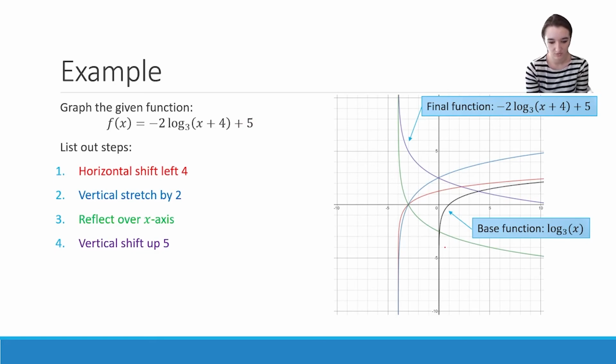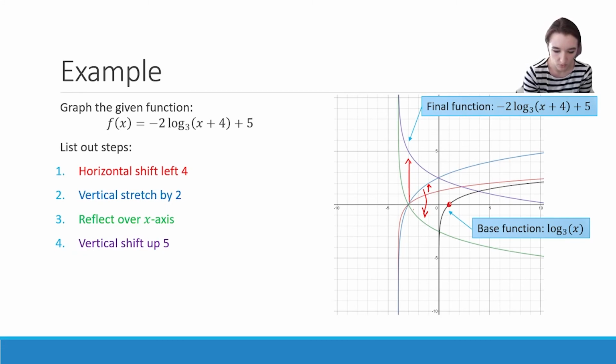So we start with our base function, which is in black here, and each of them are color-coded. So horizontal shift left by 4, we can see that the original asymptote here has now shifted over by 4, like that. And then we get the vertical stretch by 2. It really just made it sort of taller, which is how vertical stretches work. We reflected over the x-axis, so now it's upside down. And finally, we shifted up by 5. So that's usually our easy one, so we shift up by 5. And so there's our final function.